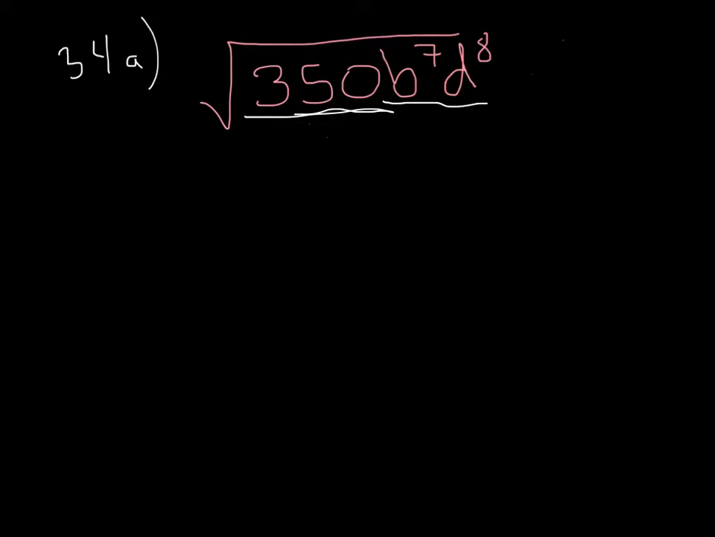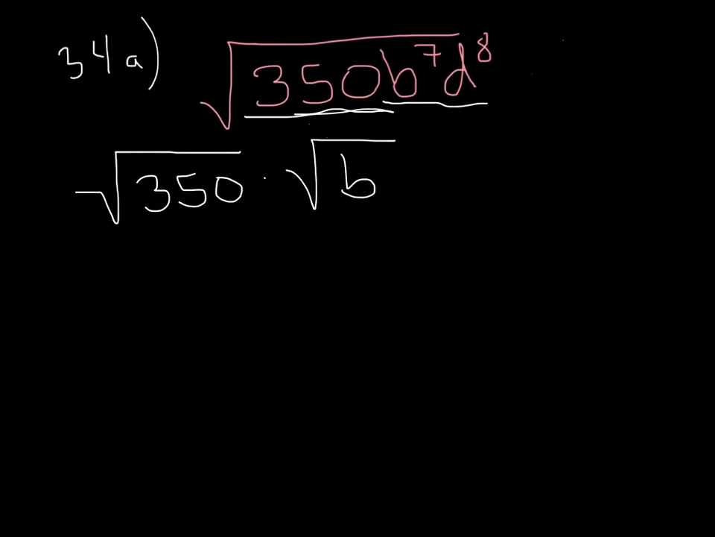So the first thing that I think we should note is that this problem up here is the exact same thing as the square root of 350 times the square root of b to the 7th times the square root of d to the 8th. So it's totally acceptable, when the 350 here and the b to the 7th and the d to the 8th are all being multiplied together under a radical, or when anything's being multiplied together under a radical, you can separate them out. That does not change the value of the expression whatsoever.